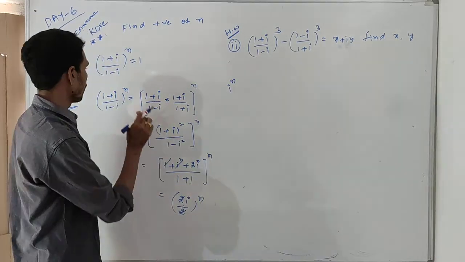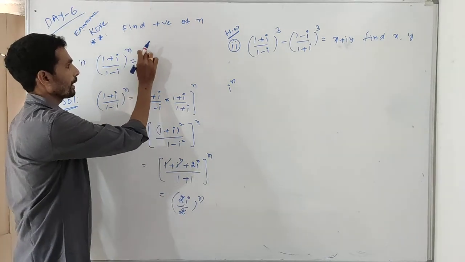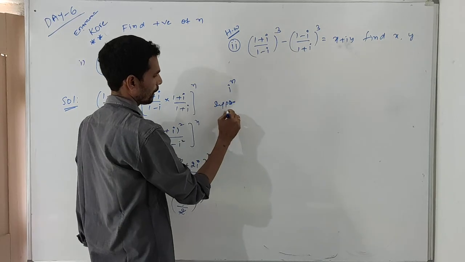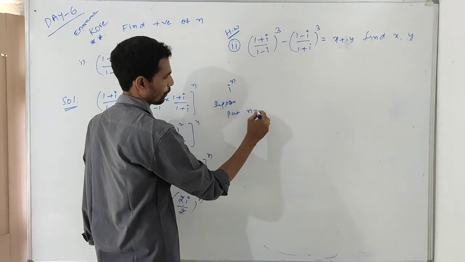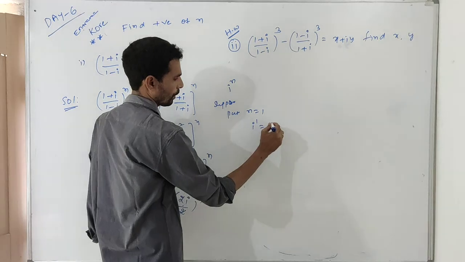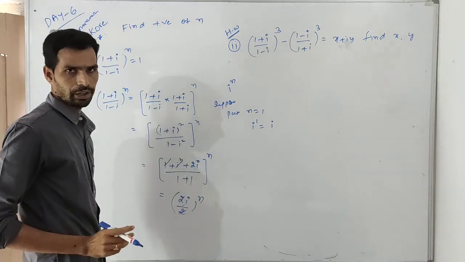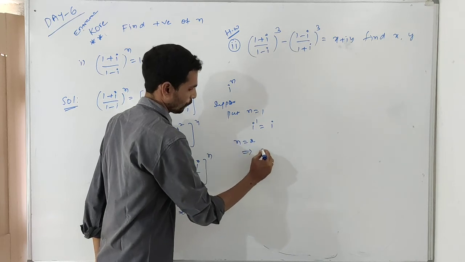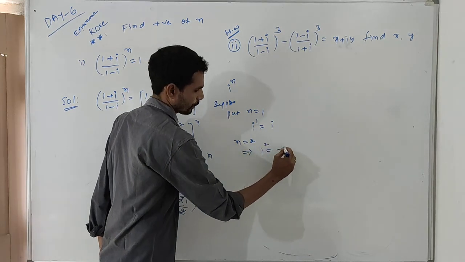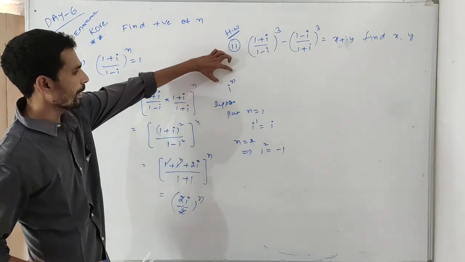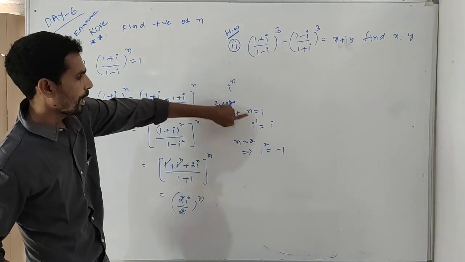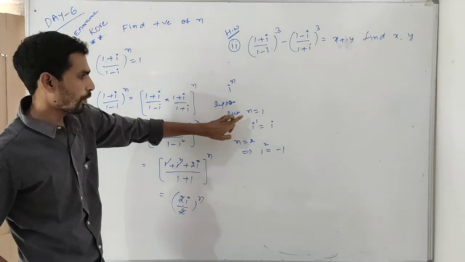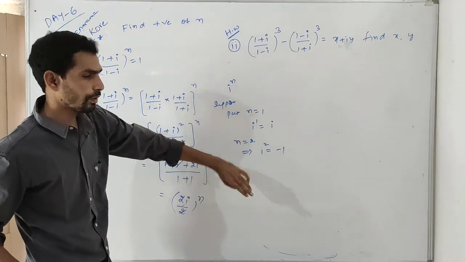But what do you want? For what values of n is that equal to 1? Suppose we put n is equal to 1. i power 1 is equal to i only. Not satisfied. Put n is equal to 2: here you will get i square, and i square is equal to minus 1. In place of n is equal to 1, i power 1 is equal to i only, but you want 1. So n is equal to 1 is not satisfied, and n is equal to 2 is also not satisfied.